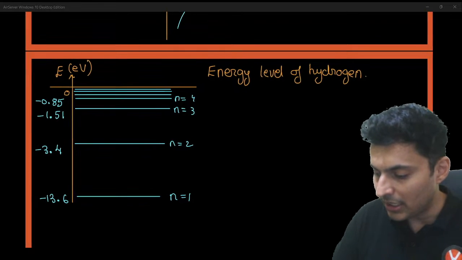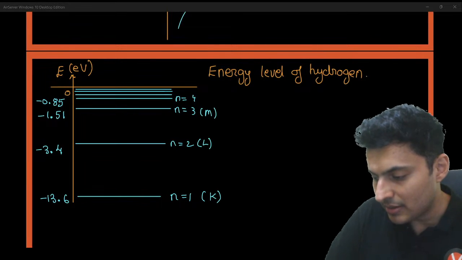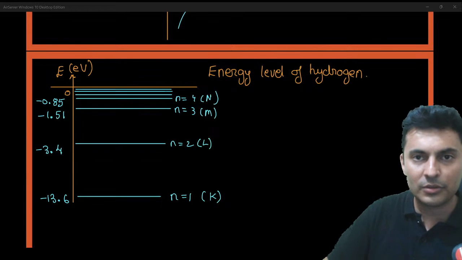This is your K shell. This is your L shell. This is your M shell. This is your N shell, and so on and so forth.